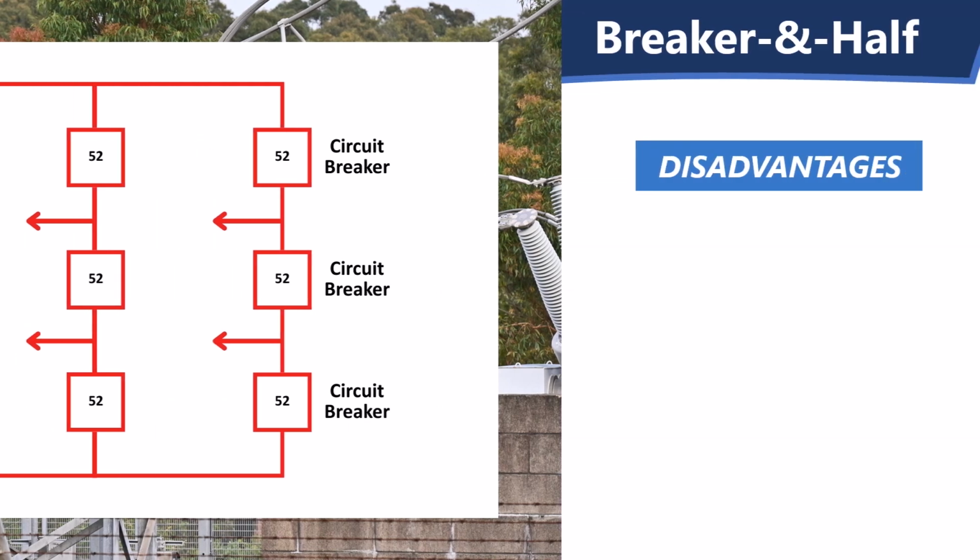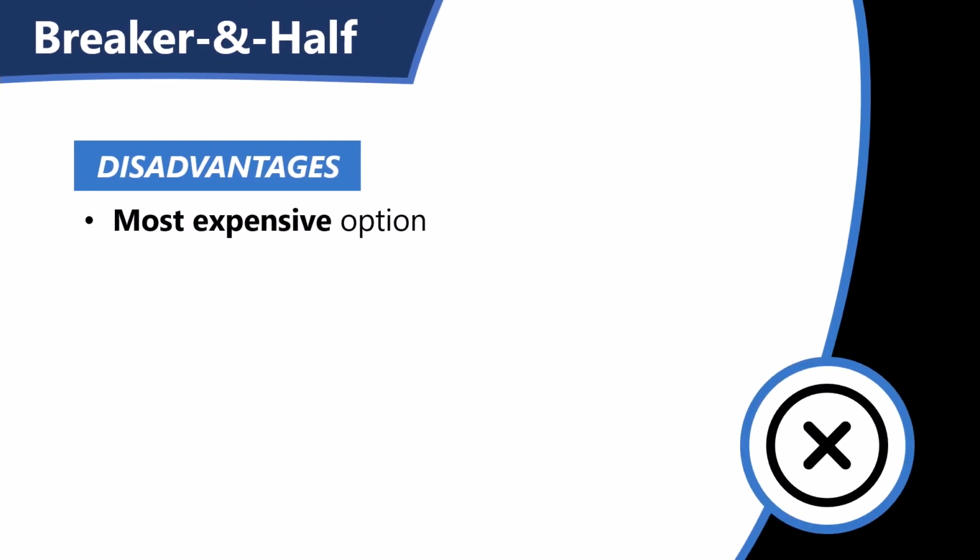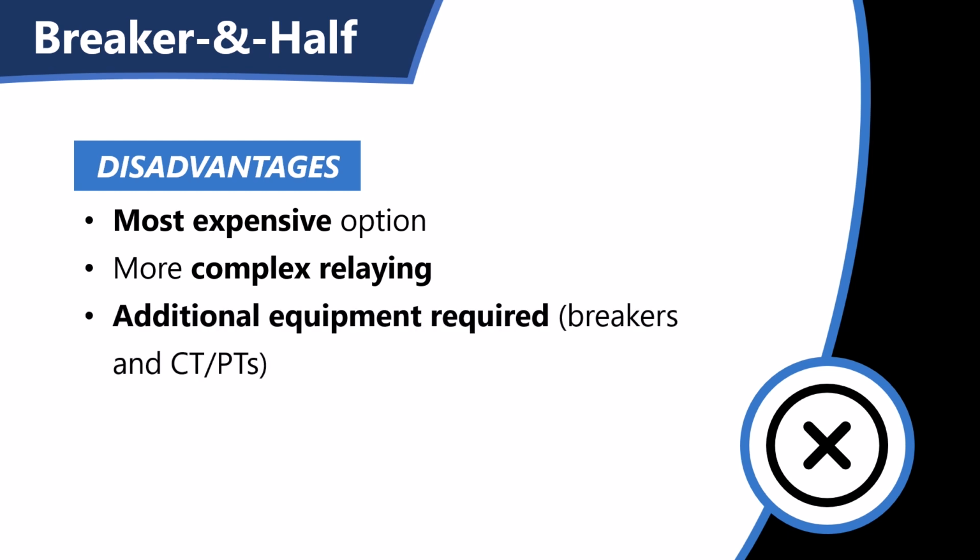This costs more because, again, you got a breaker and a half per line instead of a breaker per line. The relaying is much more involved. You got more breakers, CTs, PTs, and each circuit has to have its own CTs and PTs for the relays.